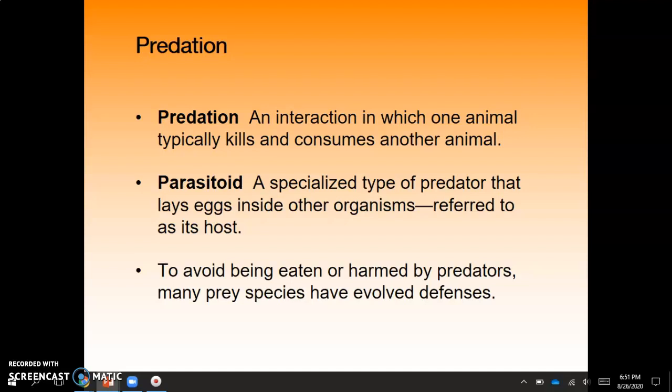So to avoid being eaten or harmed by predators, many prey species have evolved certain defenses. So things like toxins or bright colors to kind of serve as a warning. Also camouflage would be a defense to avoid being eaten or harmed.